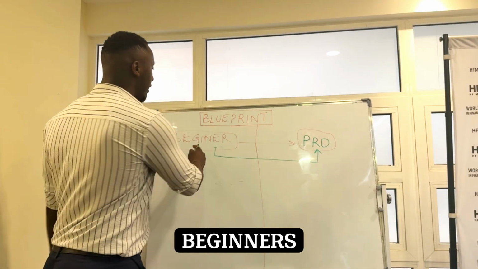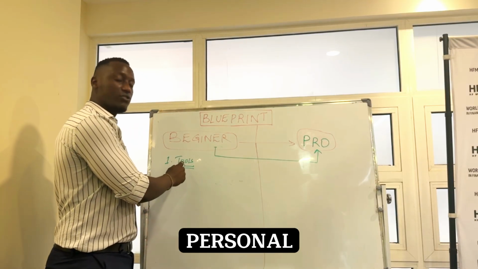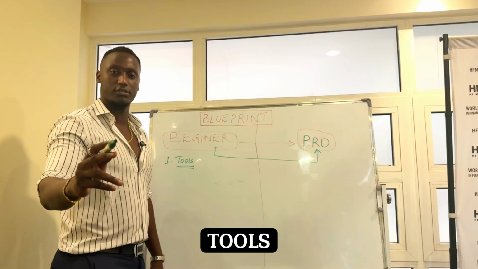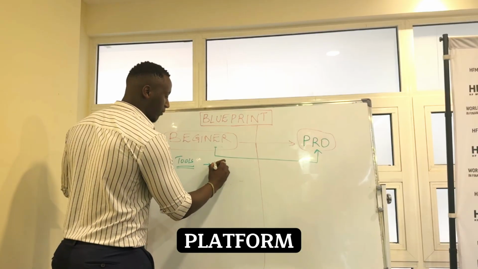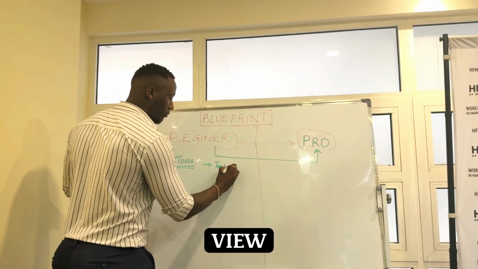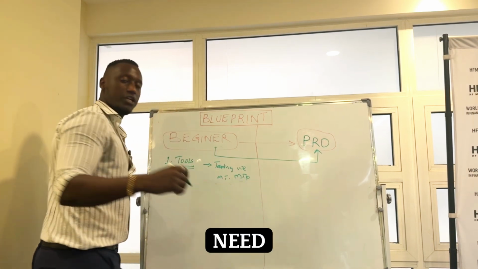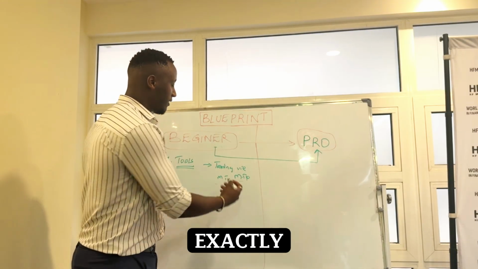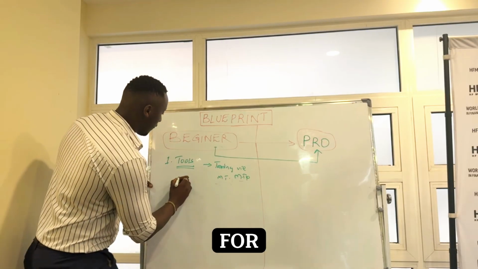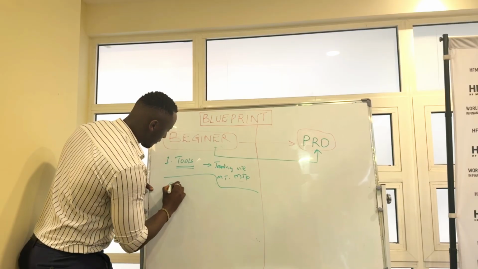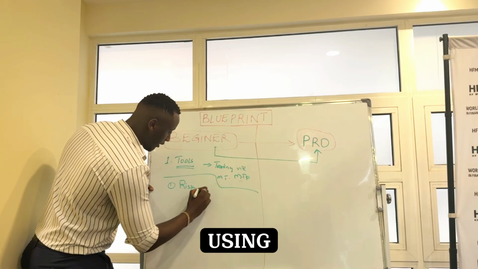The difference between beginners and pro traders is that pro traders have a personal relationship with their tools. So what tools do I mean? Number 1 is obviously your charting platform. Whether you are using TradingView or MT5 and MT4, you need to understand in depth what exactly these tools help you to do. And for starters, you need to understand with your tools how you allocate your risk using the lot size.